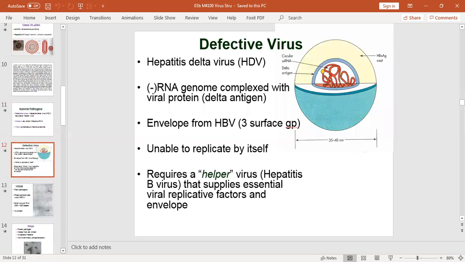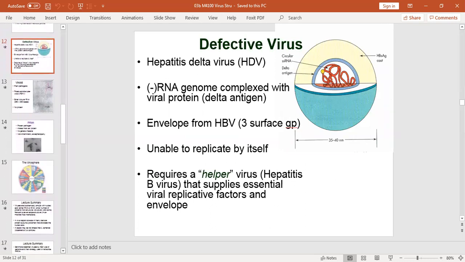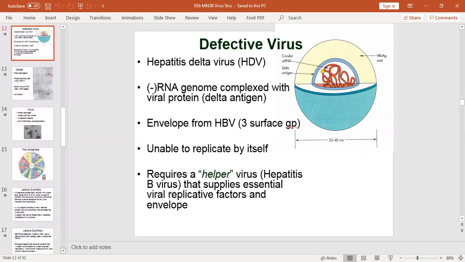Slide number 12 talks about defective virus, such as hepatitis delta virus. It has a circular single-stranded RNA molecule as its genome. It has a protein called delta antigen, and it also requires help from another virus and picks up a protein from that virus called HBs antigen on the outer membrane of it, or hepatitis B surface antigen. It comes from hepatitis B.